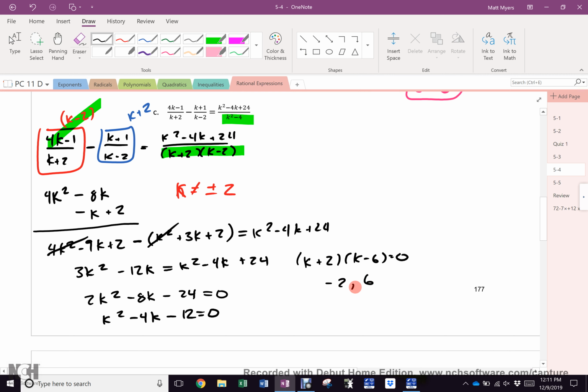Is those both right? Why would you need to check? Make sure you're right. -2. Can k equal -2? No. So that is an extraneous root, which we've already dealt with in various other spots, yes?